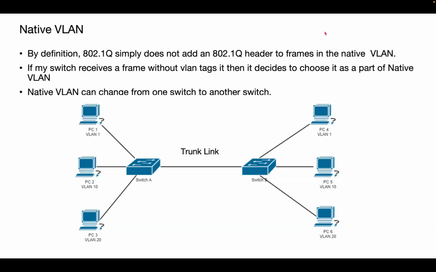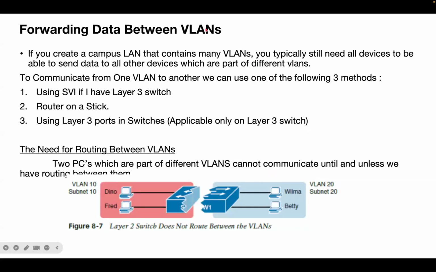Next, continuing from the VLAN topic, now we'll talk about forwarding between VLANs. If you create a campus LAN that contains many VLANs, you typically still need all devices to be able to send data to all other devices which are part of different VLANs. Sometimes you want VLAN 10 to communicate to VLAN 20. Yeah, there can be some need here. Sometimes VLAN 30 PCs want to communicate to VLAN 40.